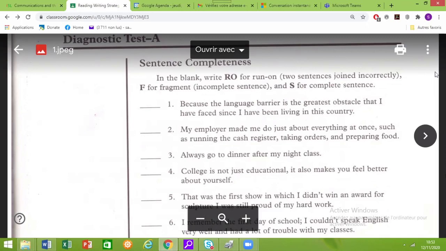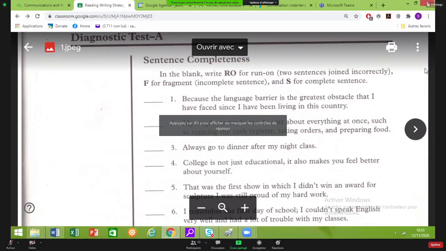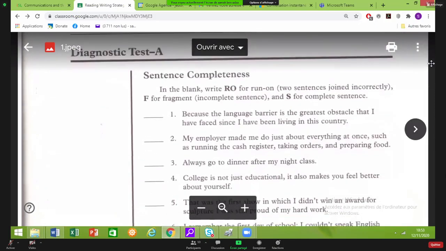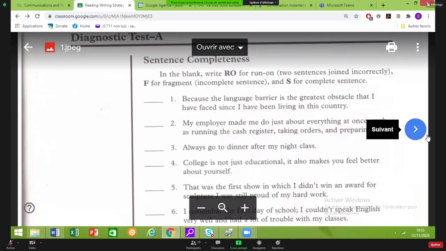A fragment. What's a fragment? Who can answer? It's an incomplete sentence. Missing some words. A sentence without meaning, or a phrase without meaning. Good. A sentence like that is an incomplete sentence. Okay, so you see here it's an incomplete sentence. You see here from 1 to 6.